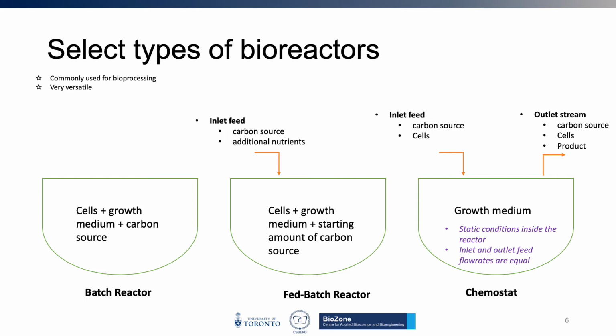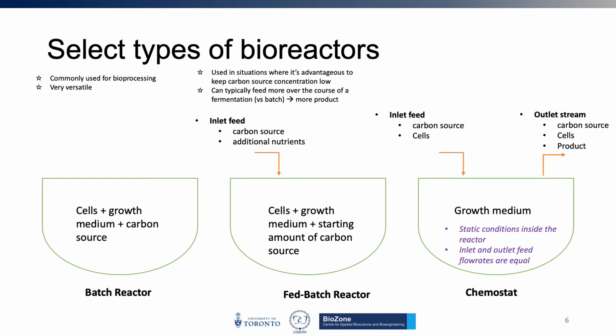You also have another type of reactor called a fed batch reactor, and the fed batch reactor contains the cells, the growth medium, and a starting amount of carbon source in the reactor initially, and then more carbon source in addition and additional nutrients are added via an inlet feed throughout the fermentation run.